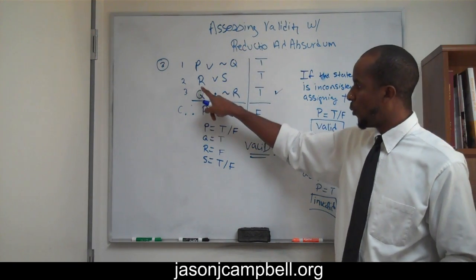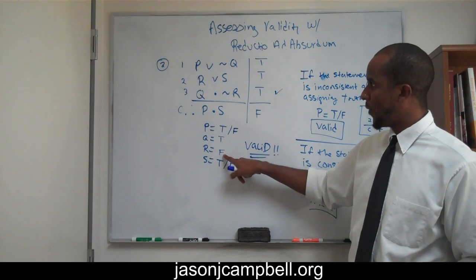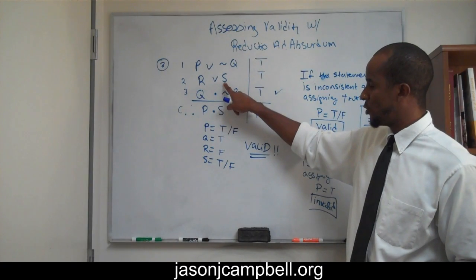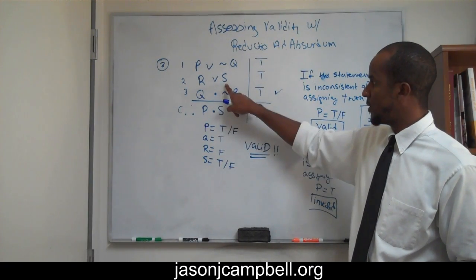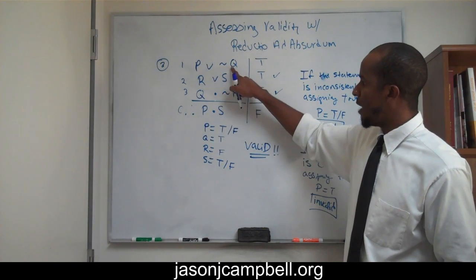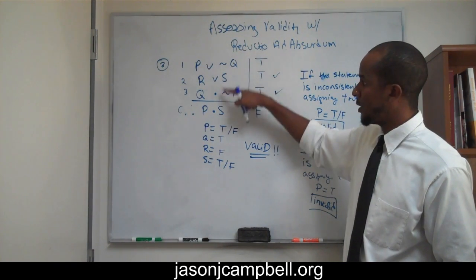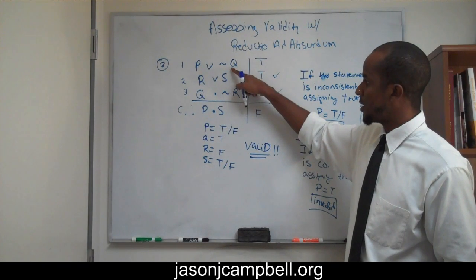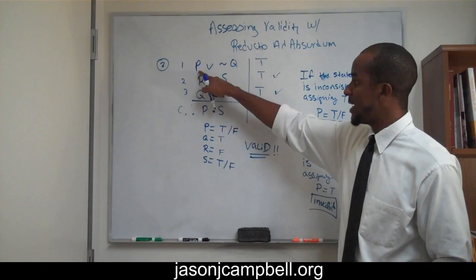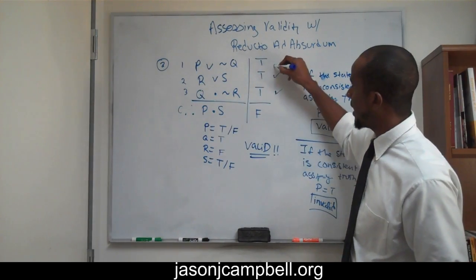I went to line 2. Once we recognize that R is false, if this is false, then in order for this to be true, S has to be true, right? So I substituted true in for that, and that made that true. Then I recognize that I've already assigned Q in premise 3. Q has truth to it. Not true is false, therefore P has to be true, and that satisfies that.